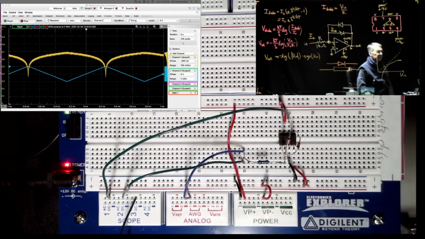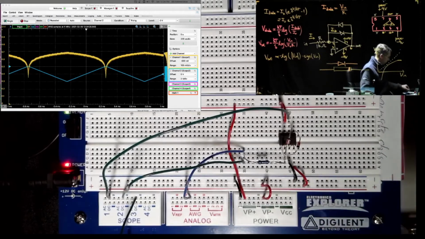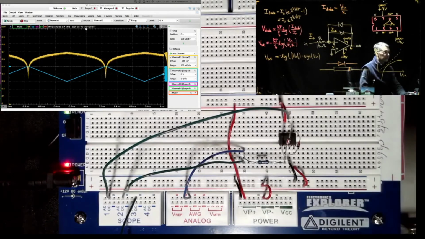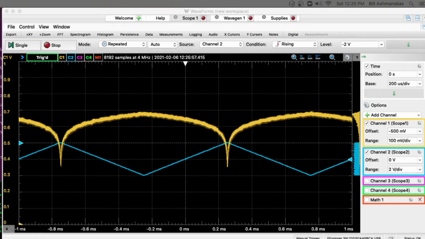Okay, so then let's take a look at the output waveforms and the input waveform a little more carefully. You can see I'm triggering on the waveform input, so that's scope channel 2. So it's always a negative signal, so my trigger level is down here at minus 2 volts. And then the yellow scope channel is the output of the op-amp.